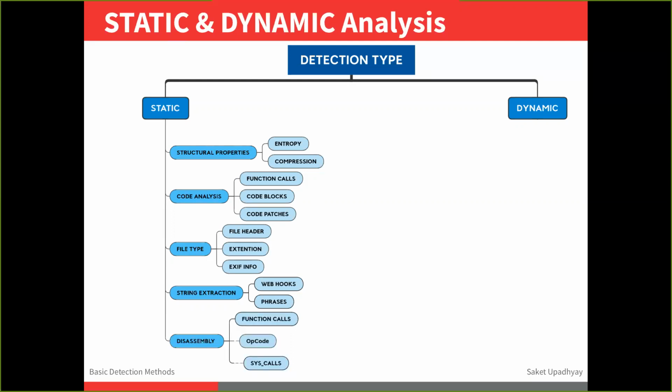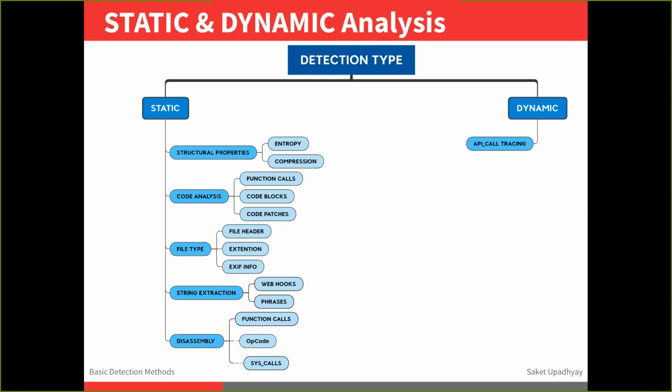Then what else we can do is disassembly, and we don't do disassembly every time we try to detect it. It is mostly part of analysis, where we try to analyze what's going on with the malware. We can check for function calls from its opcode and the system calls it's trying to make, etc. The kernel calls, so we can have an idea of what it's going to do when it is run. So let's move on to dynamic.